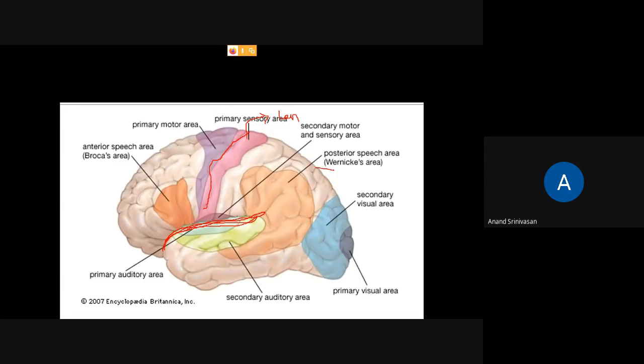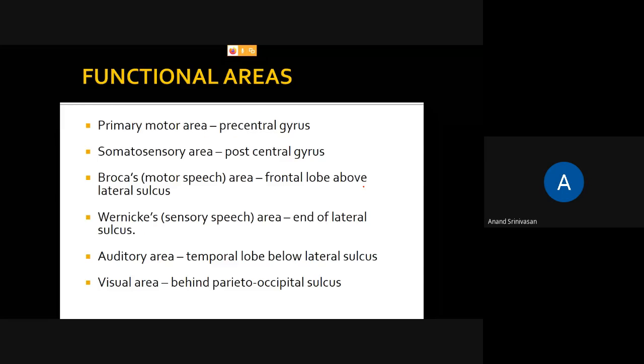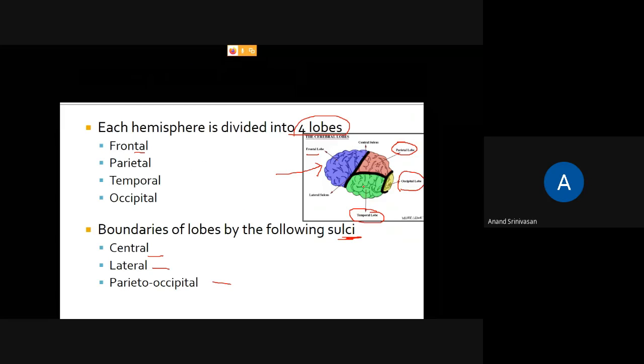And here you are able to see a small sulcus. This is called the parieto-occipital sulcus. So this is the lateral sulcus, central sulcus, and parieto-occipital sulcus. These form the boundaries of the lobes: central sulcus, lateral sulcus, and parieto-occipital sulcus.